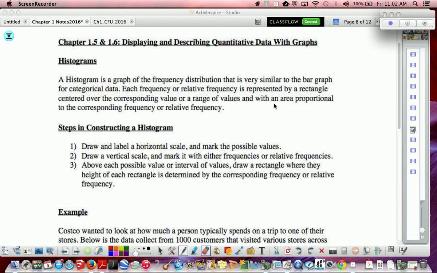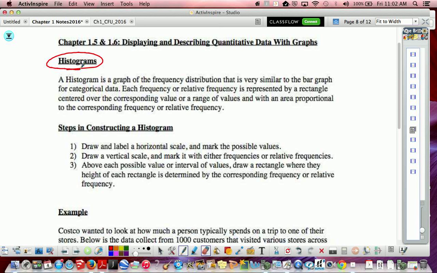All right, so our notes, chapter 1.5 and 1.6, we're going to continue our work with analyzing quantitative data and looking at another type of graph. And that's what the note starts off with, another type of graph that you can display quantitative data with, and that's histograms. Histograms are great when you have a large amount of data.